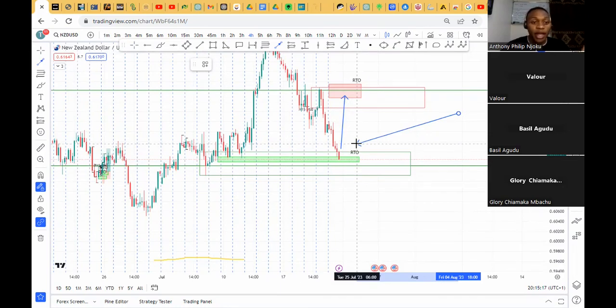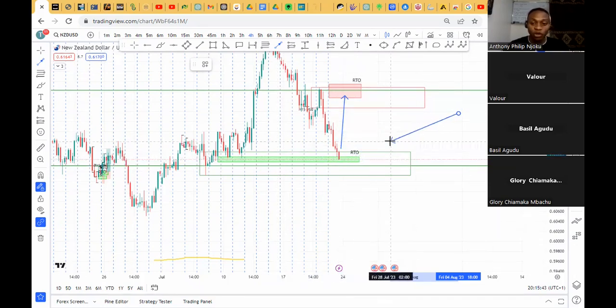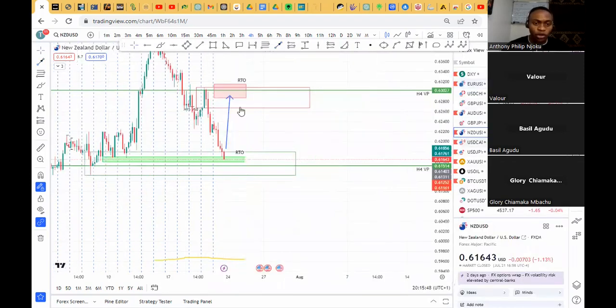NZD opens up, AUD follows up, JPY, Asian session is completed. Then we wait for the London session, GBP, Euro, and so on and so forth. Then to New York session, gold, USD, and CAD, major currencies. So I'm not surprised that I'm currently inside this H4 validation point and a return to origin, M15 return to origin. So that's it. For NZD, you have a buy setup into this return to origin. Then if we see a convenient sell setup, we'll take that as well.